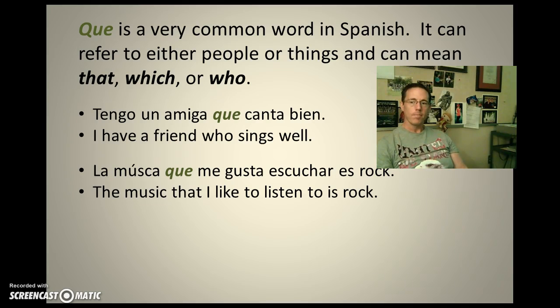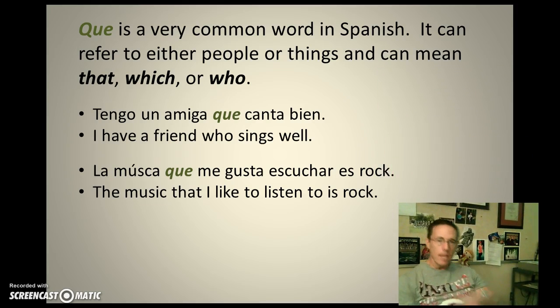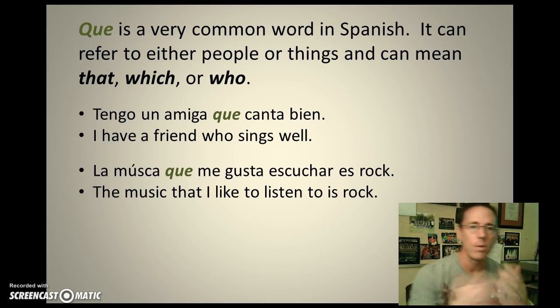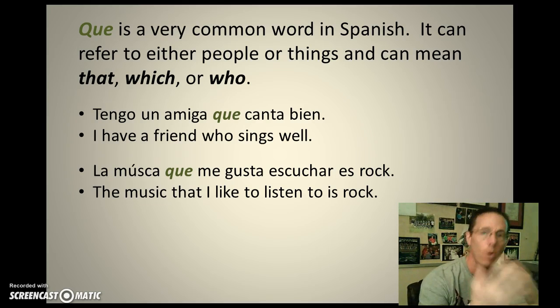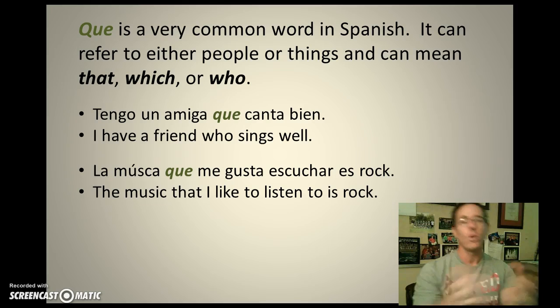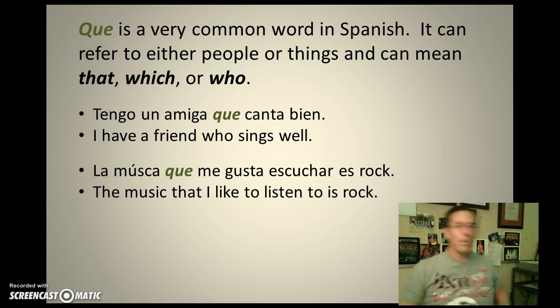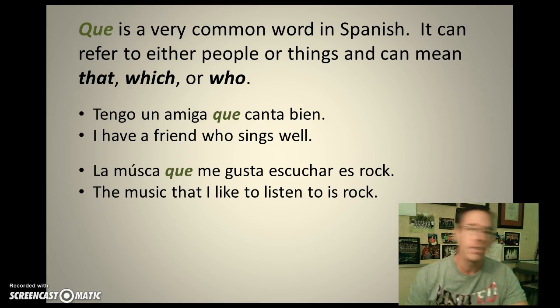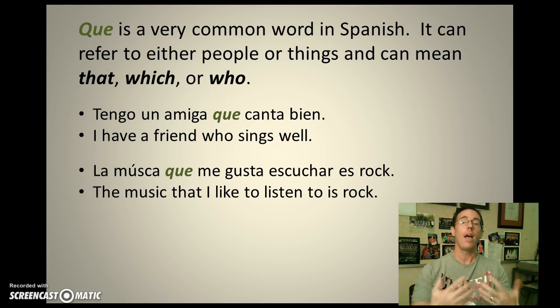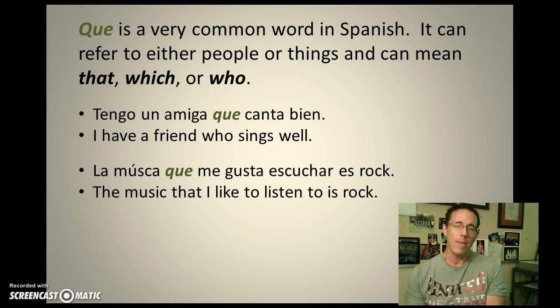Almost done here. And que is a very common word in Spanish. It can refer to either people or things. It can mean that, which, or who. That's obviously some pretty different meanings and significances there. So you have to look at context clues and things that will help you to clue you in as to which word it may actually be referring.